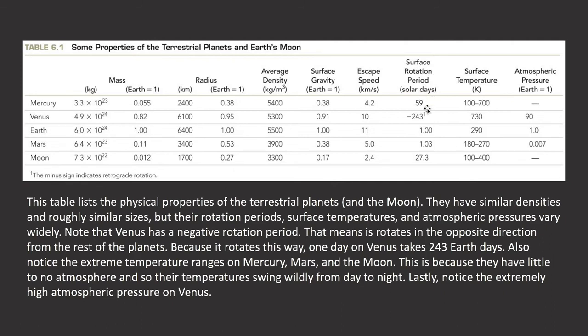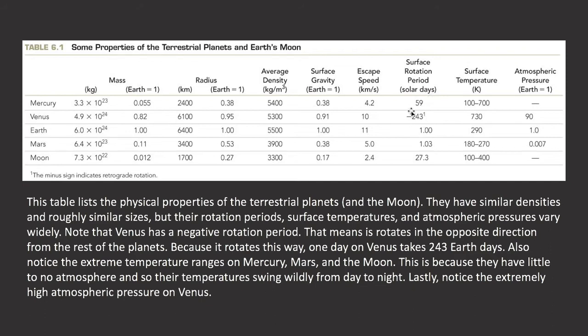And so on Mercury, a day is 59 days. That means it would take 59 of our days for someone on Mercury to experience one day on Mercury, one cycle of day and night.